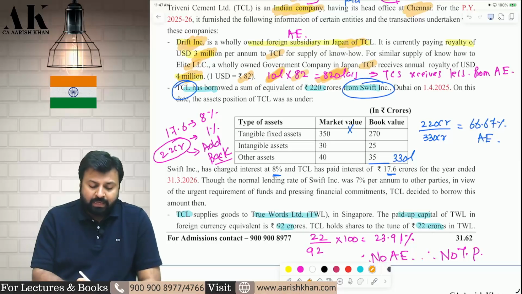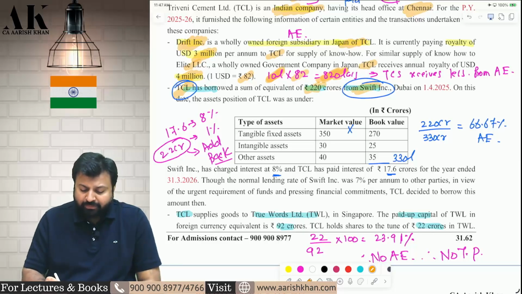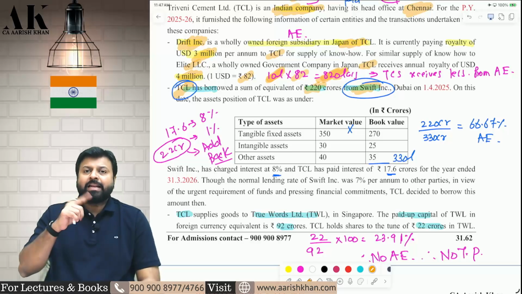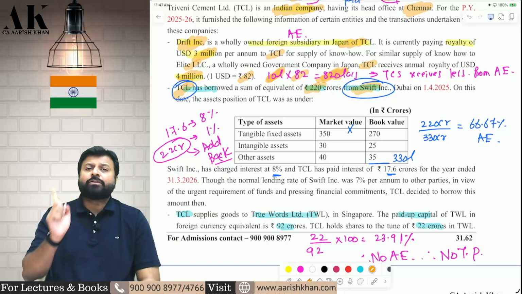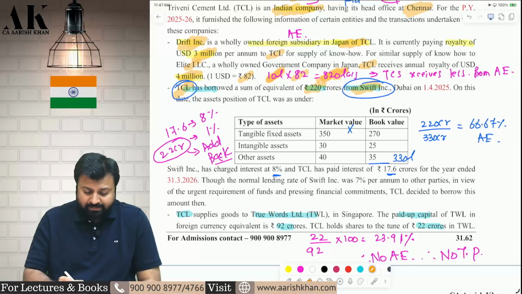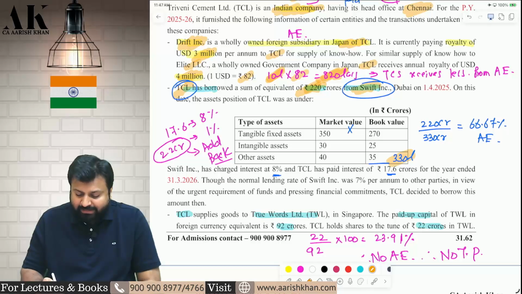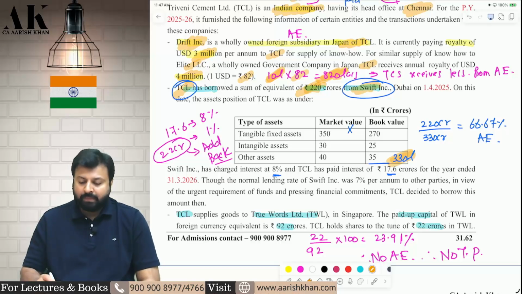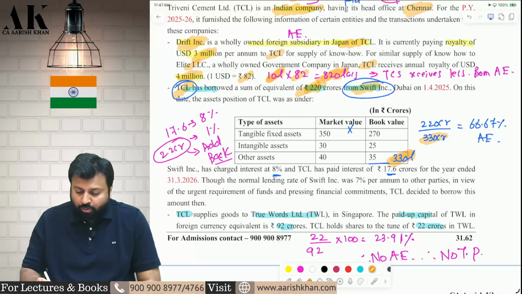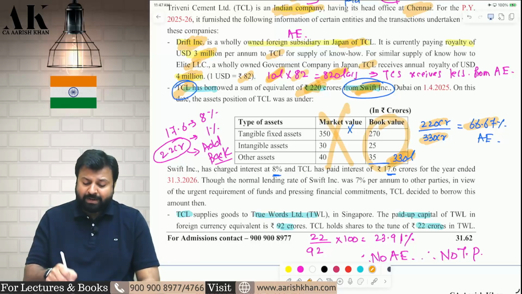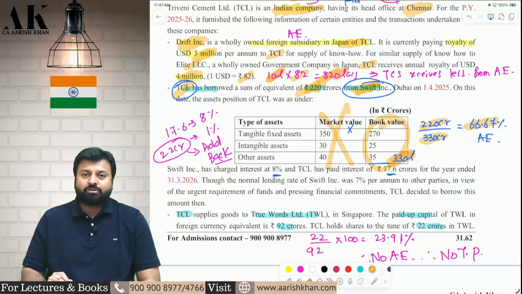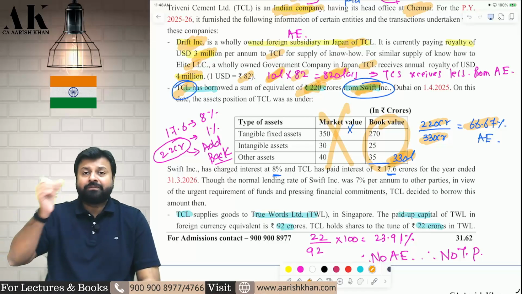Second issue, TCL has borrowed 220 crore from Swift Inc. So whether TCL and Swift are deemed to be associate enterprises? If yes, whether transfer pricing adjustment will be made? Yes, TCL and Swift are deemed to be associated. Why? See, TCL has taken how much loan? 220 crore. And the balance sheet of TCL says that the book value of the asset of TCL is 330 crores. So out of 330 crore assets of TCL, 220 crore they have taken as a loan from Swift, which is 67% approximately. Therefore, if one entity finances 51% of the book value of the asset, market value is not relevant for me, then both of them are deemed to be associate enterprises. Therefore, TCL and Swift are deemed to be associate enterprises.